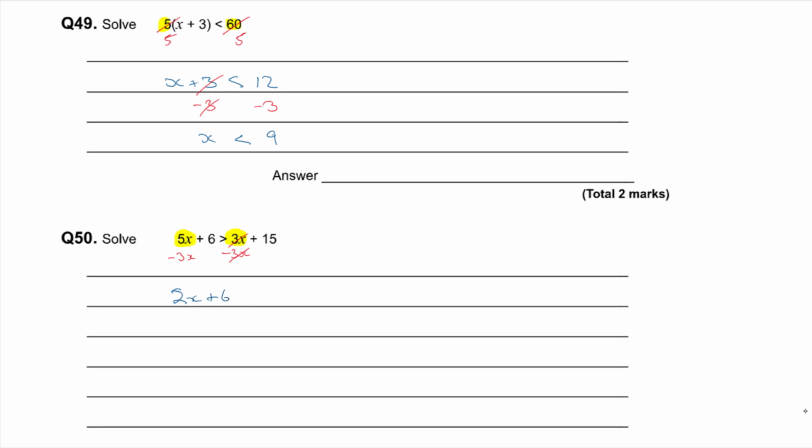I've still got the plus 6 because I haven't done anything with that yet, and that's greater than 15 because I haven't done anything with that yet. Okay, so now I need to just simplify 2x plus 6 is greater than 15.